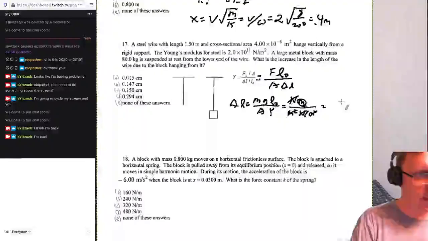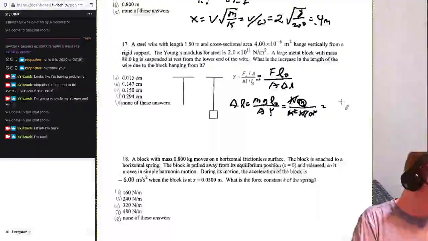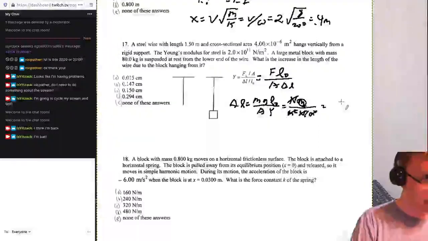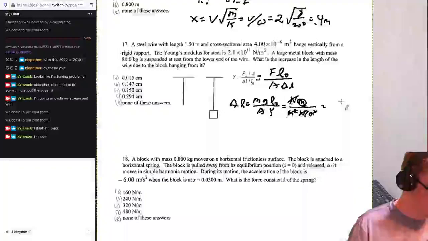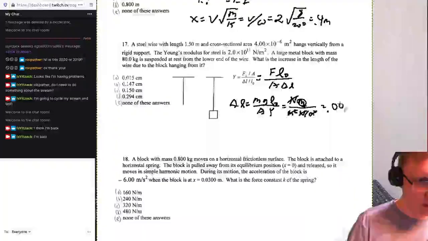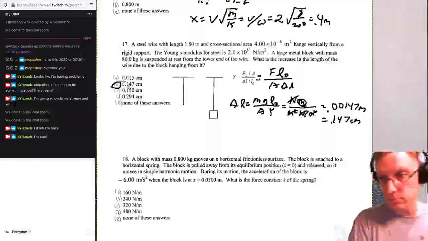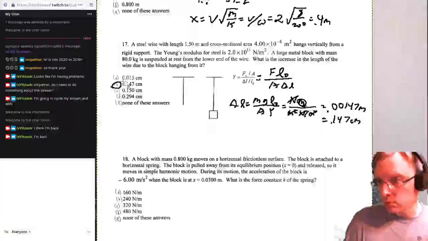All right. Let's see here. Mass. Where'd it go? 80 times 9.8 times the initial length, 1.5, divided by area, 4e minus 6, times Young's modulus of 2e11. Enter and execute. 0.00147 meters. We are given the answer in centimeters, so we need to multiply that by 100. 0.147 centimeters. Okay.